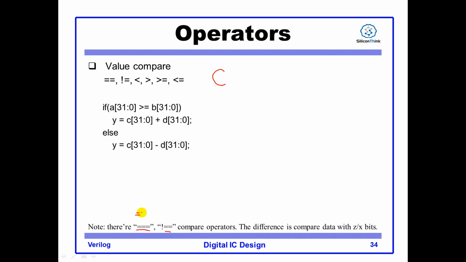Usually they have the same meaning as EQ and not EQ, but they will work differently on data with X or Z bits. So if there is data with X or Z bits, the operation of this and this are different. So what's the difference? You can find it by Google, okay? And usually we just use these compare operators in synthesizable code. These are only used in test bench.